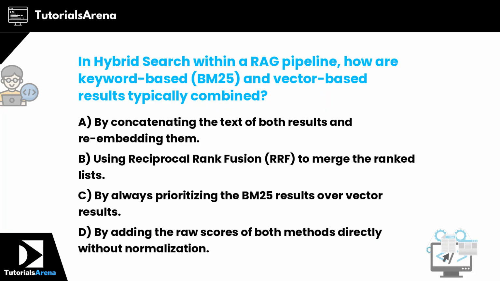In hybrid search within a RAG pipeline, how are keyword-based, BM25, and vector-based results typically combined? The correct answer is option B. Using reciprocal rank fusion, RRF, to merge the ranked lists.